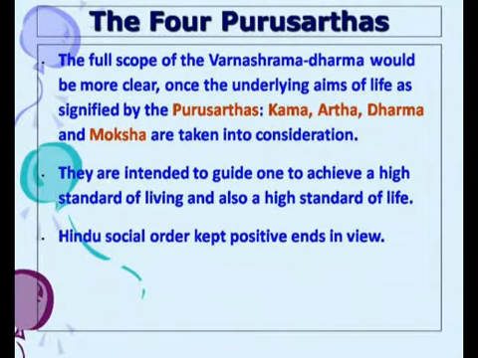Now the four Purusharthas. Attached with the ashram vyavastha, there are four Purusharthas, which I have already discussed in part in the previous session: dharma, artha, kama and moksha. These are attached with the ashram system, which are essential for one to get the moksha or the nirvana.